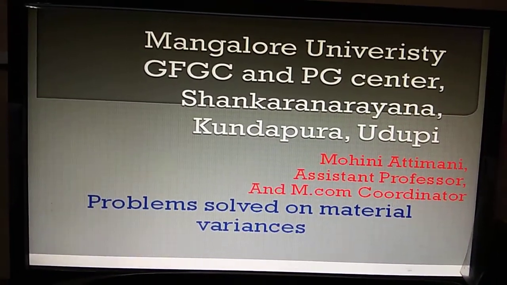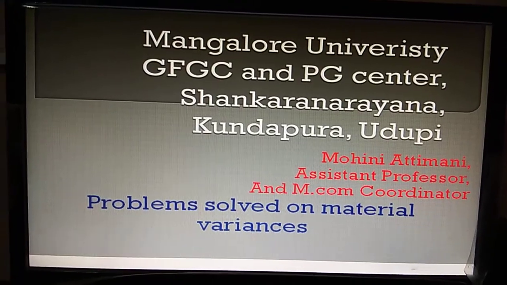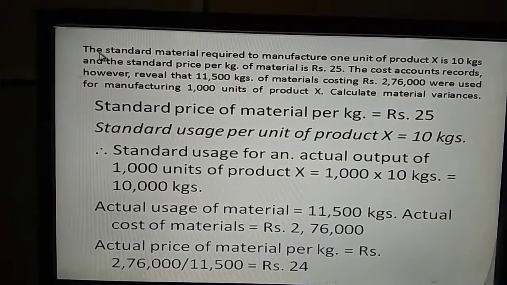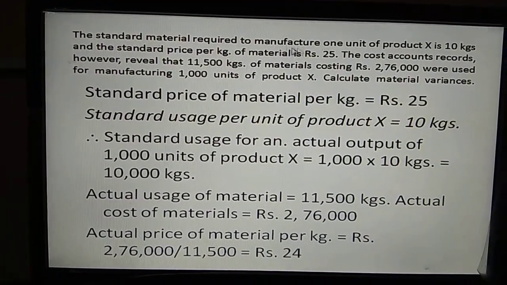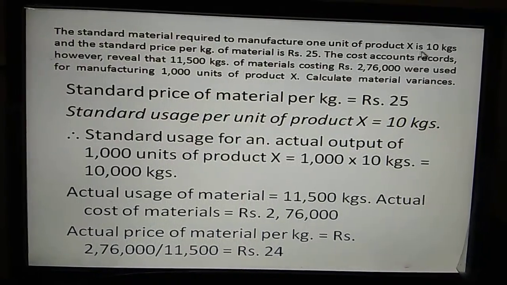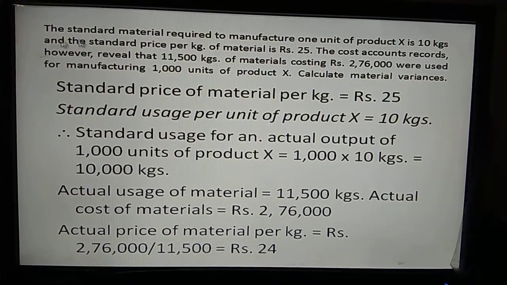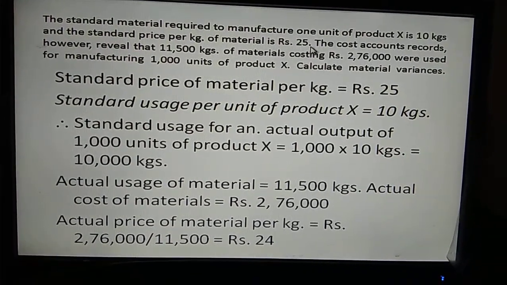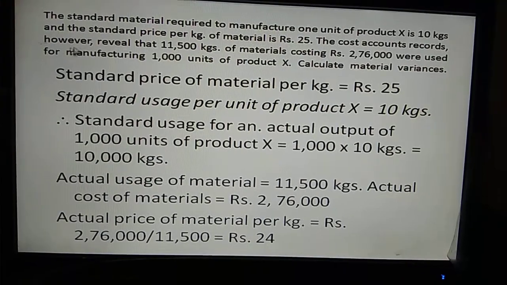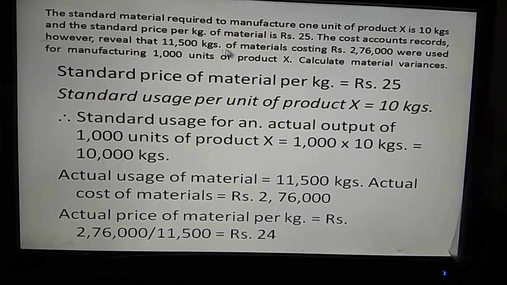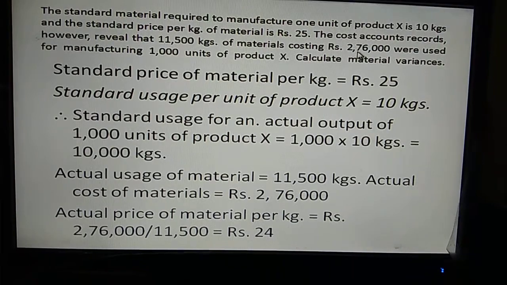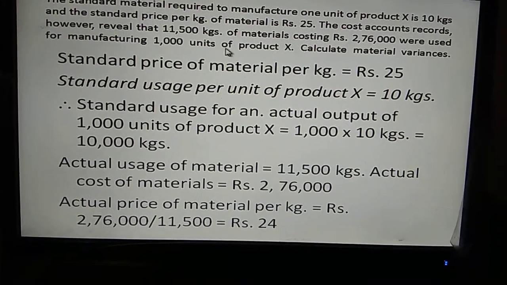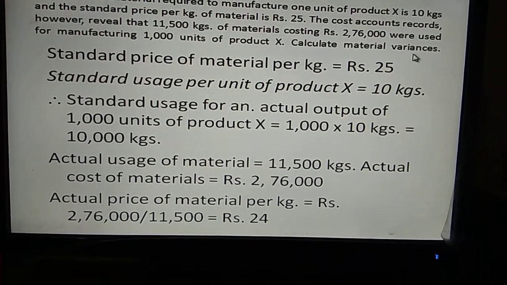I am Mohini. I solved some problems on material variance. See the problem. Just let me read the problem. The standard material required to manufacture 1 unit of product X is 10 kgs and the standard price per kg of material is rupees 25. The cost accounts records however reveal that 11,500 kgs of material costing rupees 2,76,000 were used for manufacturing 1000 units of product X. Calculate material variance.